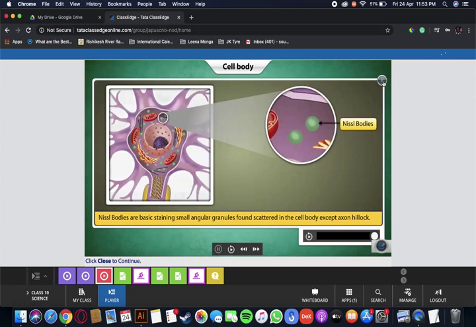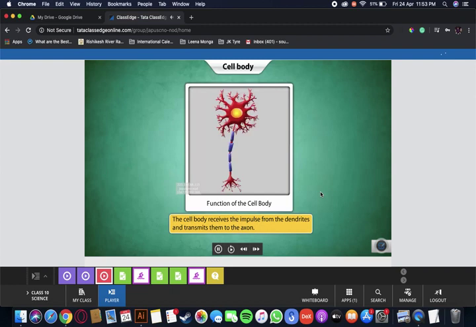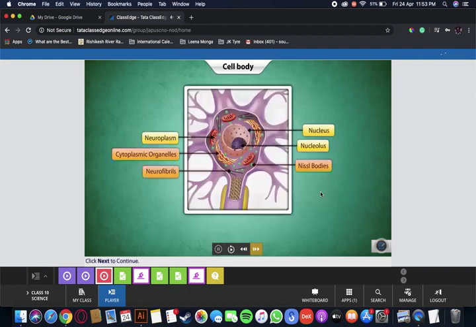I think all these are parts of the neuron. The cell body receives the electric potential or impulse from the dendrites and transmits them to the axons. It also plays an important role in the regeneration and degeneration of a neuron. With that, you are clear about these important parts of the cell body of the neuron?